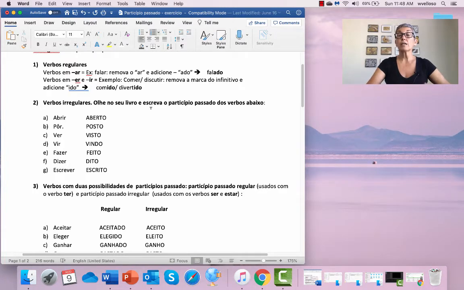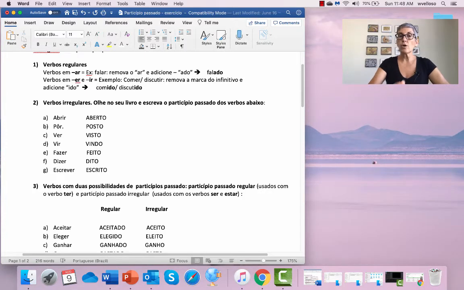The verbs ending in ER and IR. Exemplo, comer, discutir. Remova a marca do infinitivo e adicione ido. So, discutir, it's discutido. Então, comer, comido. Discutir, discutido. Divertir, that's the verb I had before. Divertido, okay?